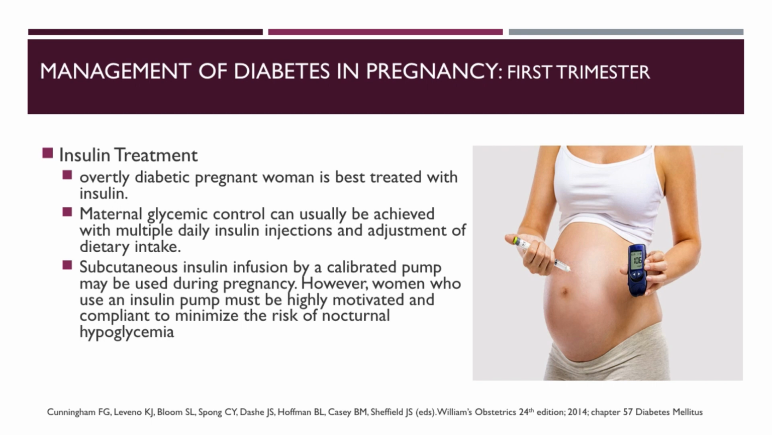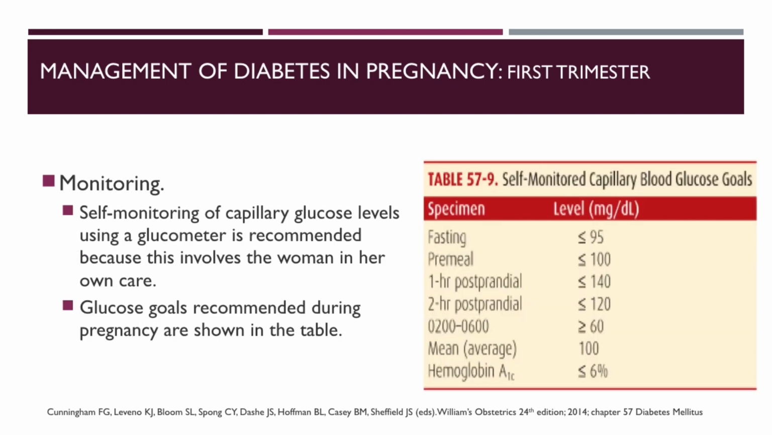As for insulin treatment, the overtly diabetic pregnant woman is best treated with insulin, and maternal glycemic control can usually be achieved with multiple daily insulin injections and adjustment of dietary intake. Subcutaneous insulin infusion by a calibrated pump may be used during pregnancy. How do we monitor? Self-monitoring of capillary glucose levels using a glucometer is recommended because this involves the woman in her own care. Glucose goals recommended during pregnancy are shown in this table.